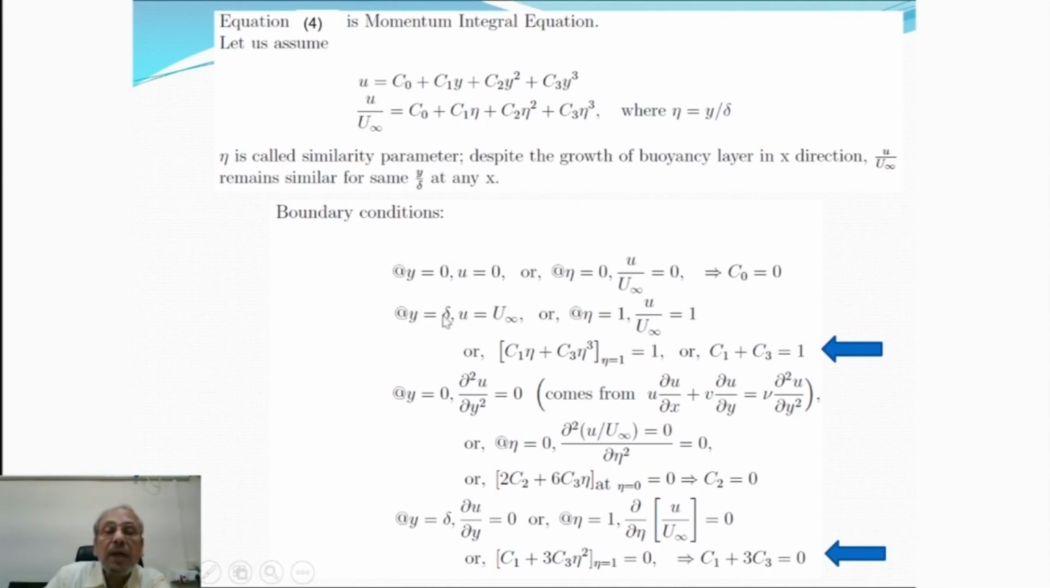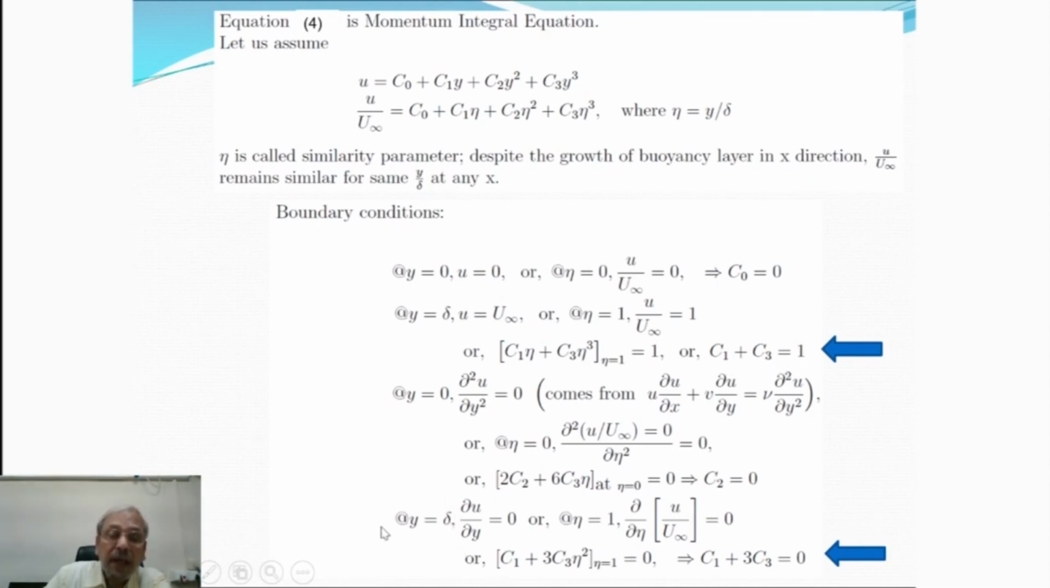Then we apply at y equal to delta, u equal to u infinity. That means at y equal to delta, eta equal to 1. It's the edge of the boundary layer, y by delta. When y is delta, eta is 1, then u by u infinity, the velocity profile, also reaches the value of 1. U becomes equal to u infinity. So c1 eta plus c3 eta cube at eta equal to 1 is 1. That means c1 plus c3 equal to 1.